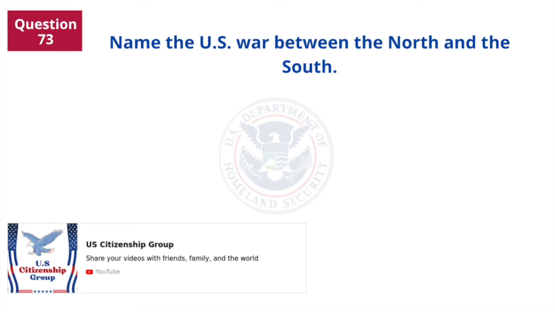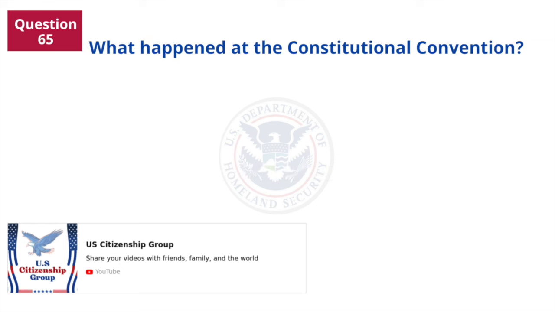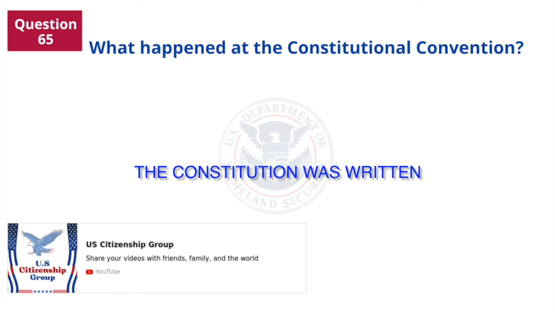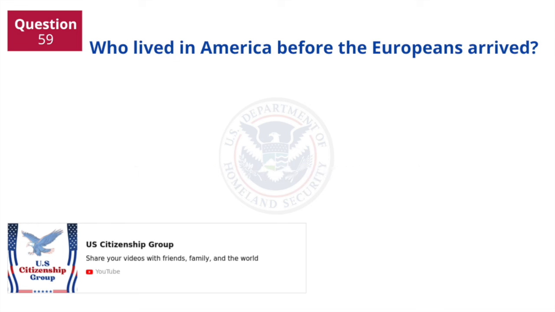Name the U.S. war between the North and the South. The Civil War. What happened at the Constitutional Convention? The Constitution was written. Who lived in America before the Europeans arrived? American Indians.